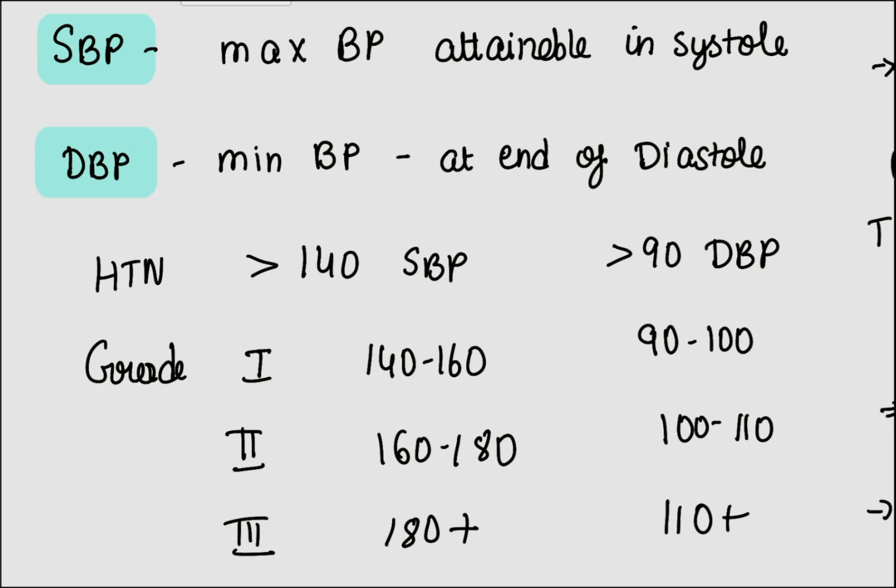So when you look at hypertension, anything more than 140 over 90, that is 140 SBP, 90 DBP, it's further classified into three grades: grade 1, 140 to 160 SBP, 90 to 100 DBP. Grade 2, grade 3, as you can see, I have just added on 20 to each value in SBP and added 10 mm of Hg for DBP.